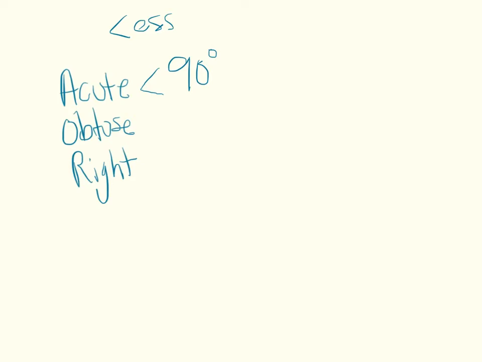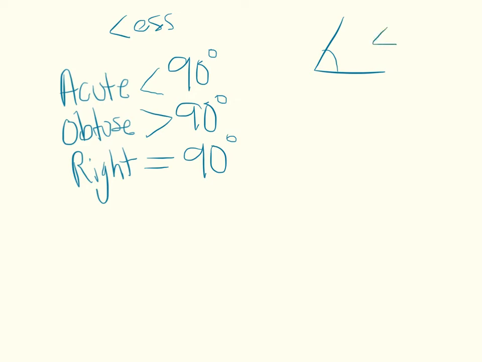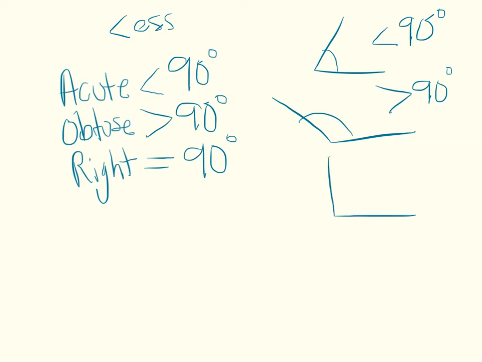Now, obtuse angles are angles that are greater than 90 degrees, and right angles are angles that are equal to 90 degrees. So if something is acute, let's say that this angle is acute, that means that this angle right here has to be less than 90 degrees. If it's an angle that looks like this, it's an obtuse angle, and that is greater than 90 degrees. And if it's a right angle, it's an angle that looks like a part of a square, and that equals 90 degrees.